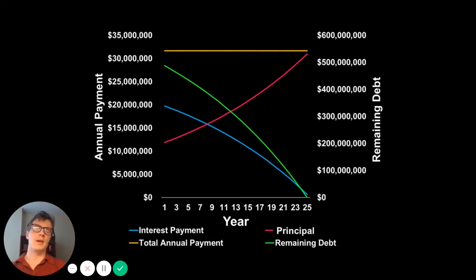And gradually we pay that debt off, which is what that declining green line shows. And the blue and red lines show the share of that annual payment that's made up of principal and interest. And at some point during the lifetime of this loan, they cross paths, and more of the annual payment becomes made up of the payback of principal.